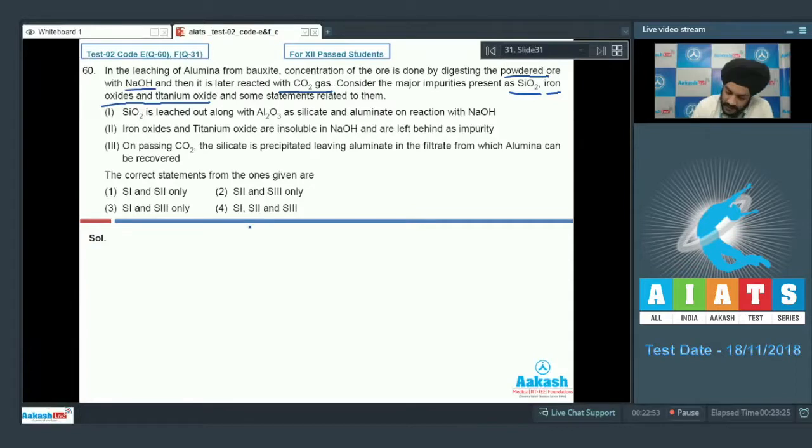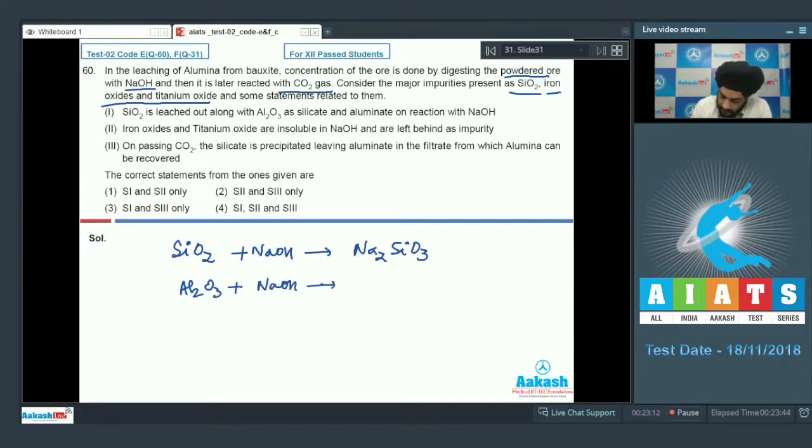This statement is correct, students. SiO2 is acidic and it reacts with NaOH to form Na2SiO3, which is silicate. The Al2O3 reacts with NaOH to form Na[Al(OH)4] or NaAlO2. So this is the silicate and this is the aluminate. So the first statement is correct.